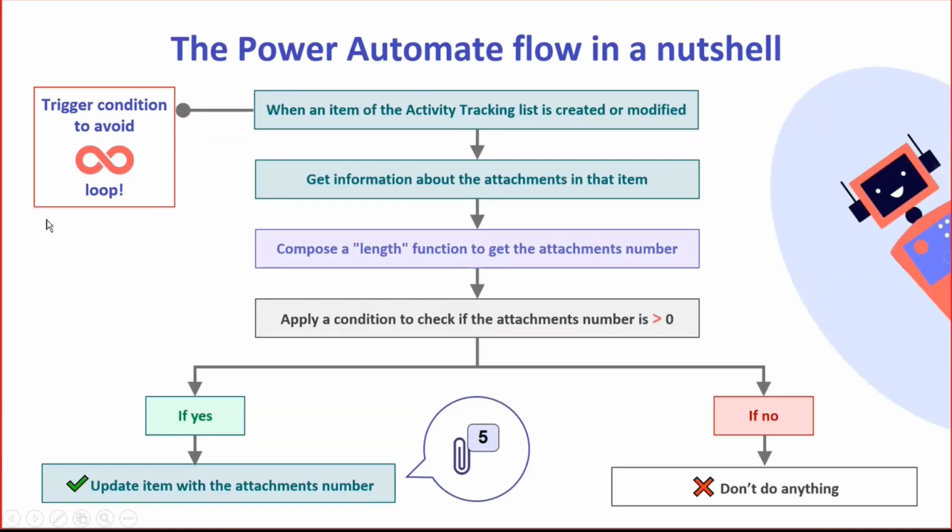So as we can see here, we have the Power Automate flow in a nutshell, where there are some basic steps. There are not so many steps here, where we can see the importance of getting things. So after we get information about the attachment column, then this Power Automate flow will update a specific column called attachment number, and then an icon with the exact number of attachments will be displayed in our list.